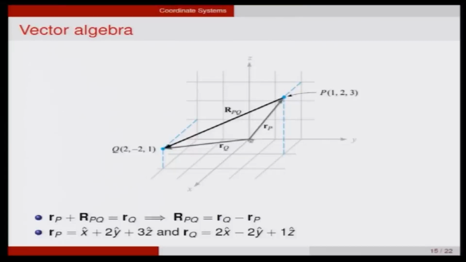For example, I have 2 vectors here, rp and rq, which are defining 2 positions. Position p is given by the coordinates 1, 2 and 3. How do I get to 1, 2 and 3?